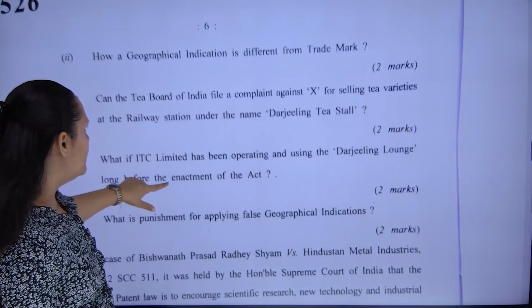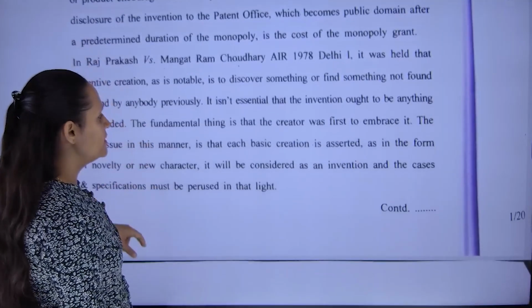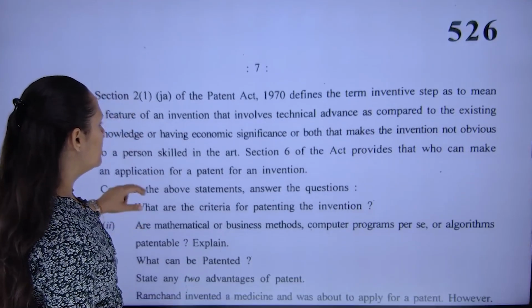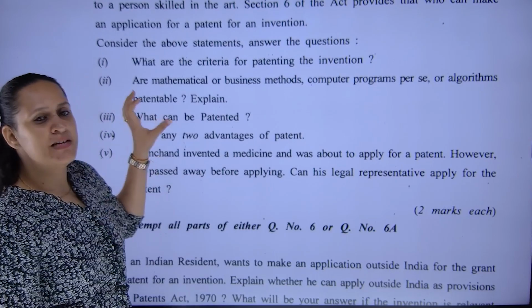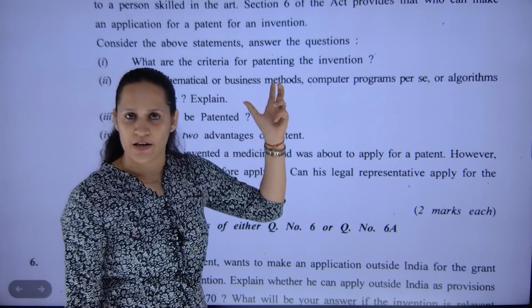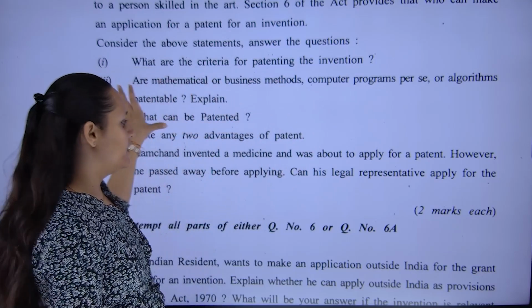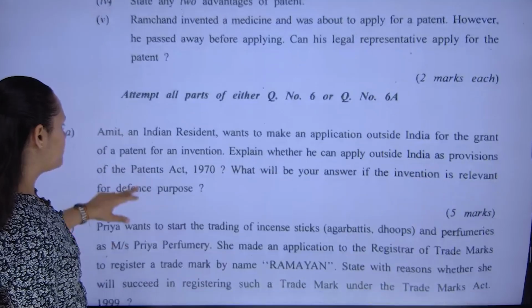This is a question on trademark and GI, the first one, the long question. The next question is on patents. Again, it is a long case study type of question on the basis of which they have given you sub questions, but these sub questions are direct. Even without reading through the case study, you can directly answer these questions. Again, all these carry 2 marks each.